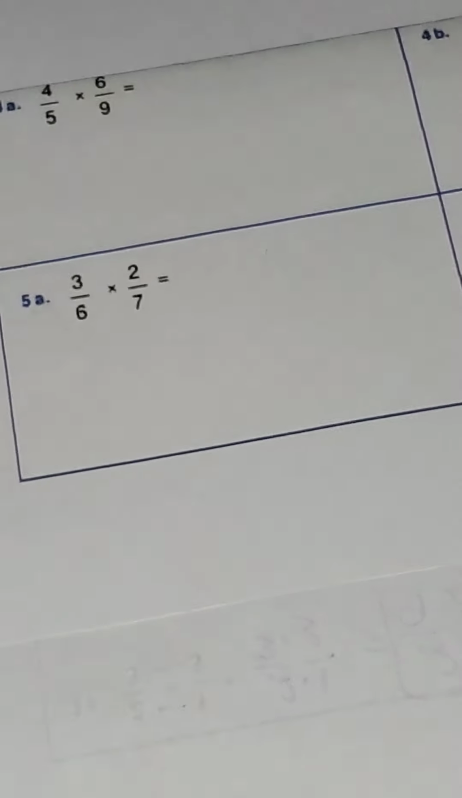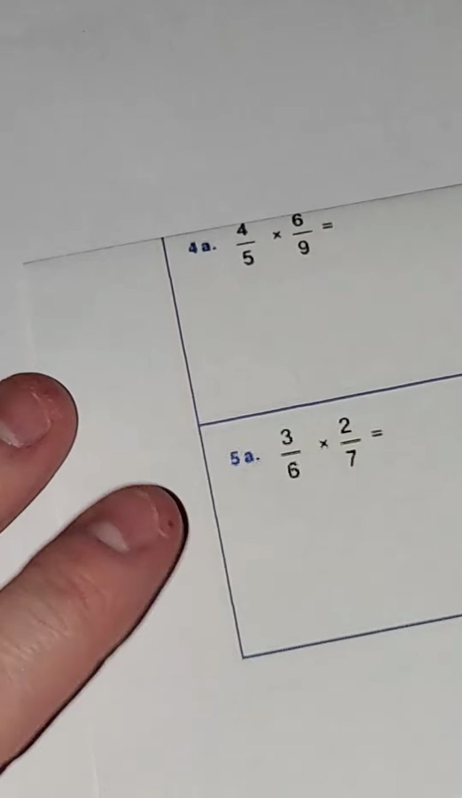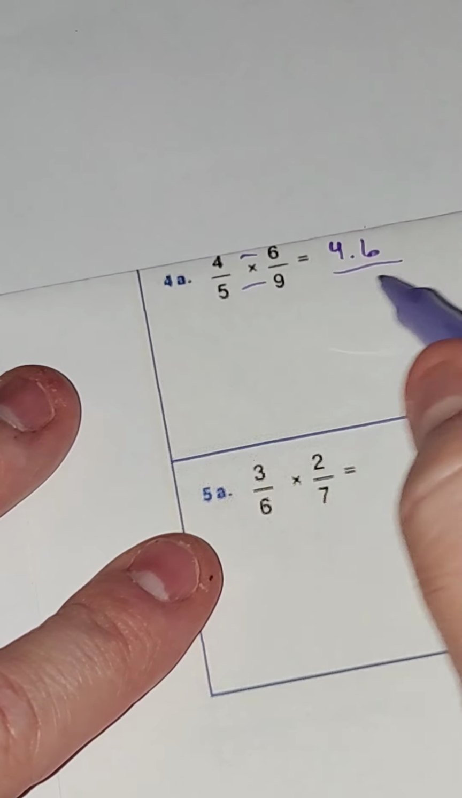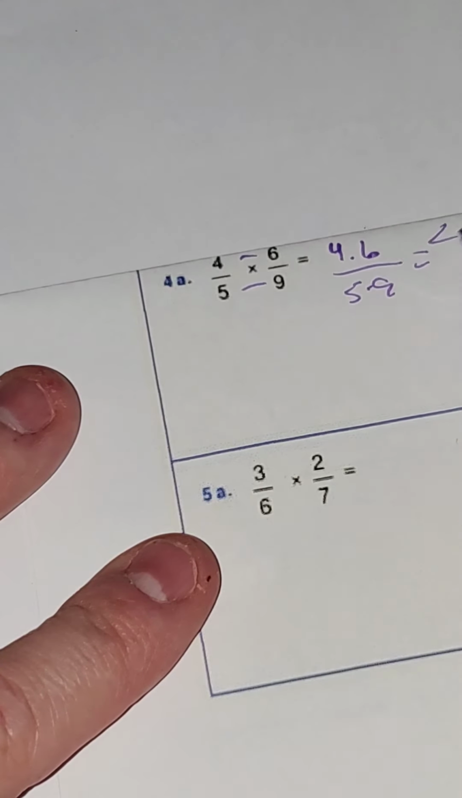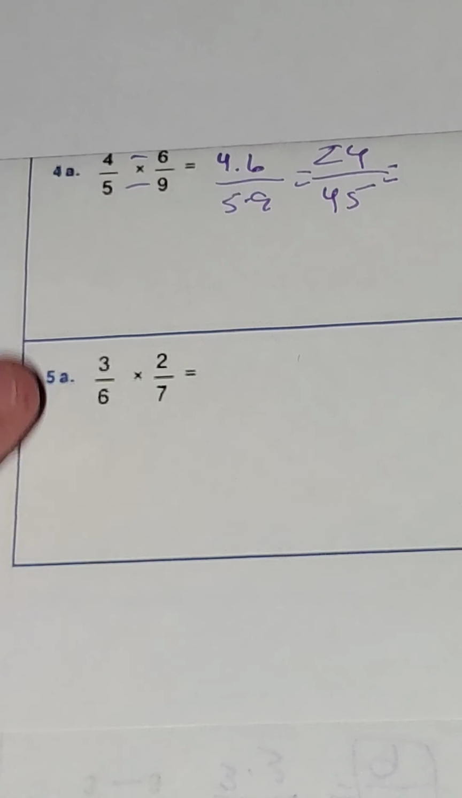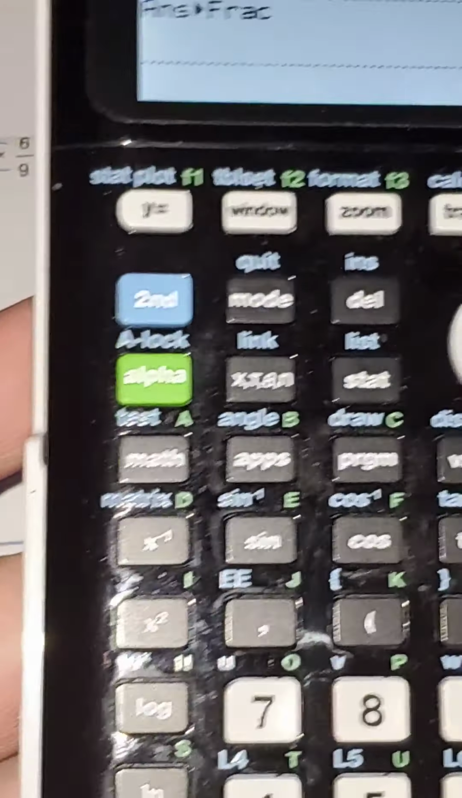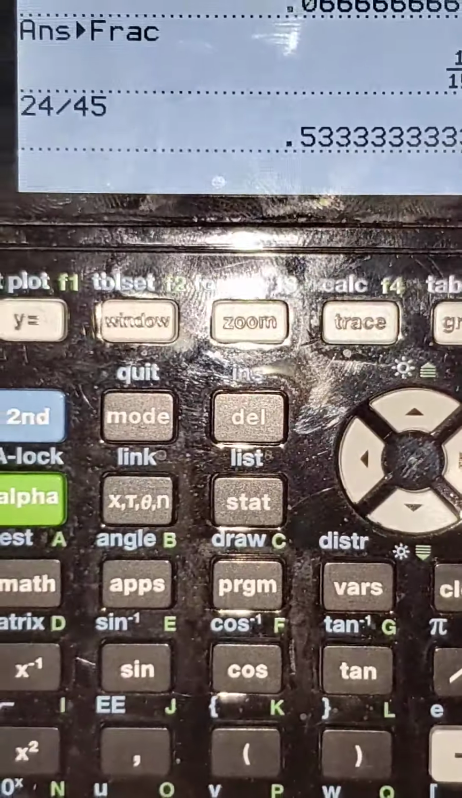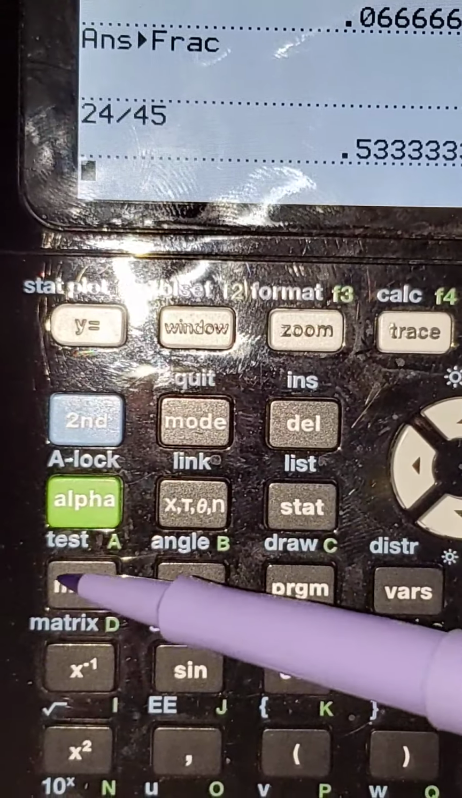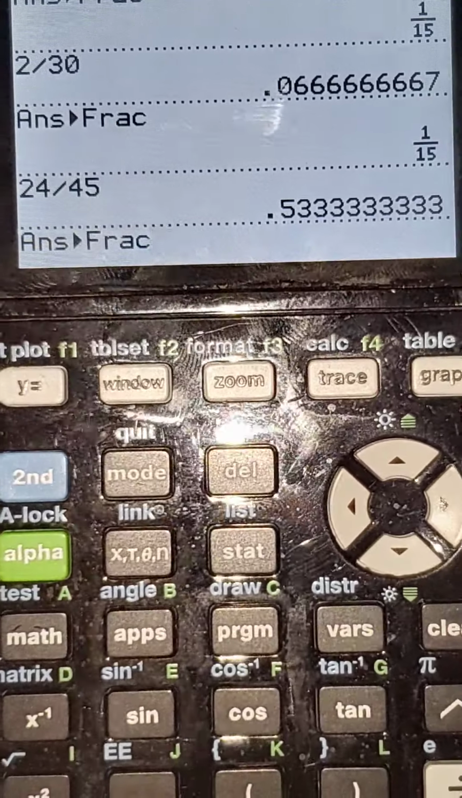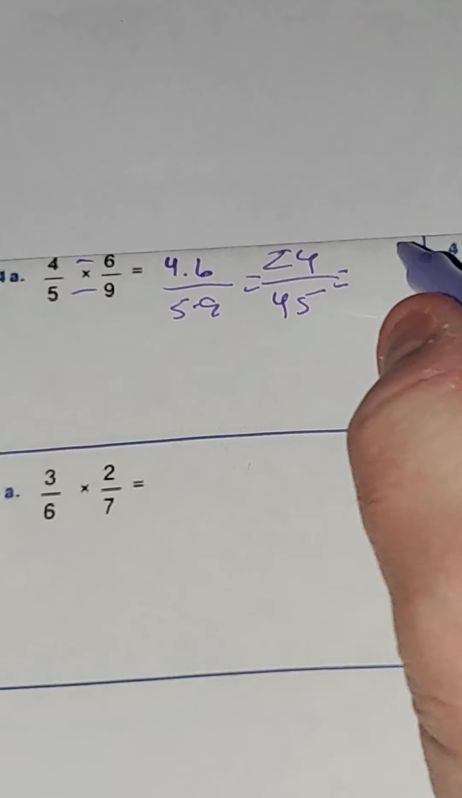Okay, we're going to flip one over here, and we'll go straight to multiplying again. We get 4 times 6 over 5 times 9. 4 times 6 is 24, and 5 times 9 is 45. And you're going to guess it, that 24 over 45 reduces. So 24 divided by 45 is that decimal. Again, we go into math, and we hit enter for fraction and enter again. And look, 8 over 15 becomes our reduced fraction.